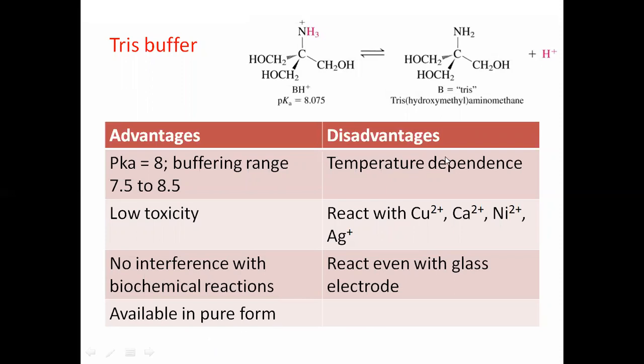But the disadvantages of the tris buffer are that the pH is temperature dependent, and it reacts with copper 2 plus, calcium 2 plus, nickel 2 plus, and silver plus ions. So it reacts with all these cations. And one more thing is that this buffer is able to react even with a glass electrode.